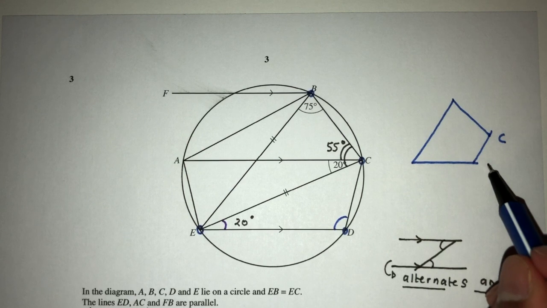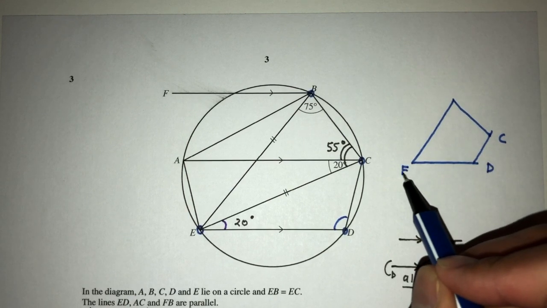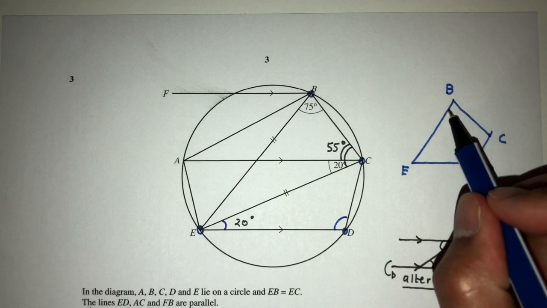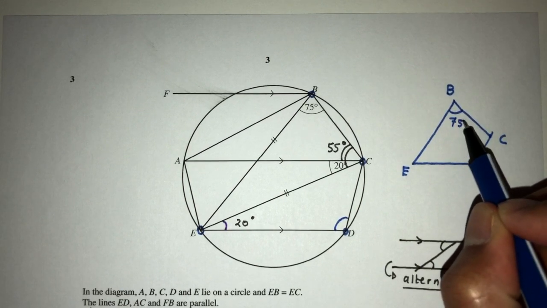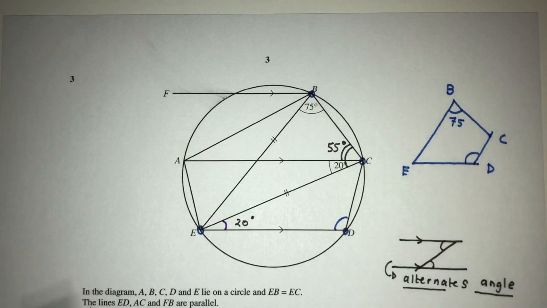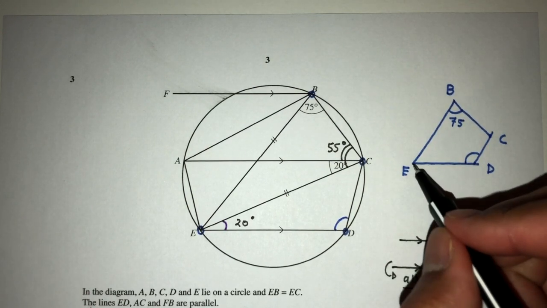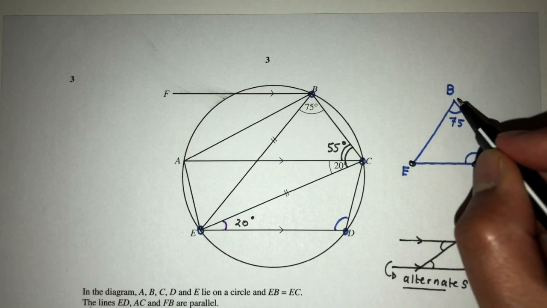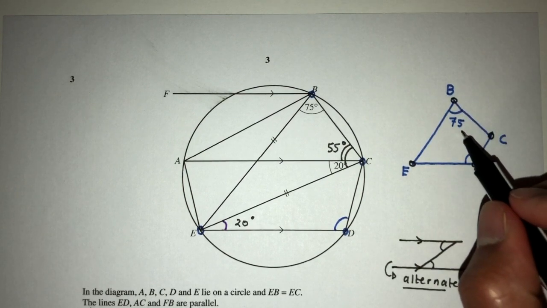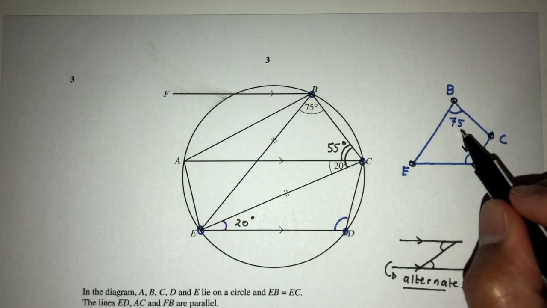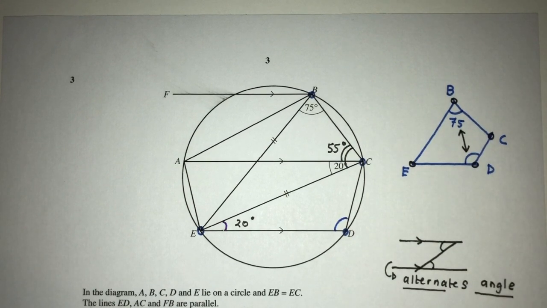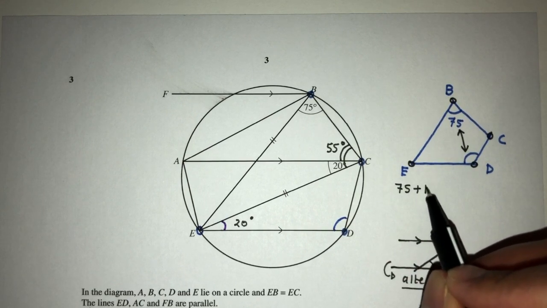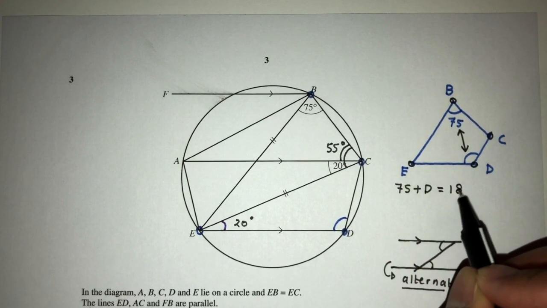This is C, D, E, and B. Okay, so this is 75, as you can see here. We're trying to find this angle. Now, because these 4 points touch the circle, they lie on the circle. Because of that, these two have to be supplementary angles, which means their sum, 75 added to D, has to give you 180.